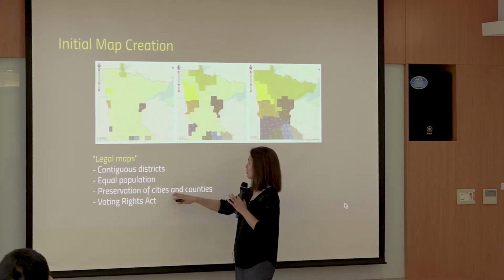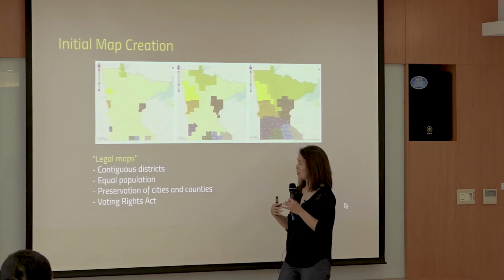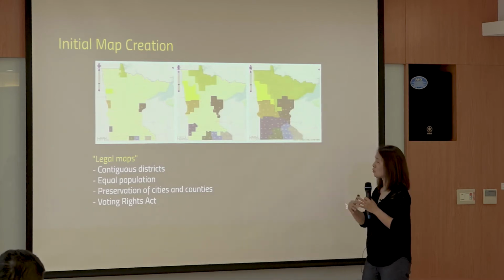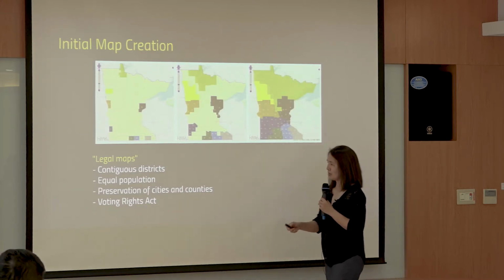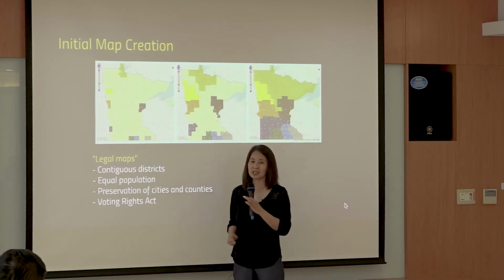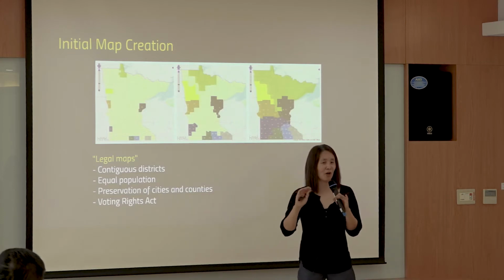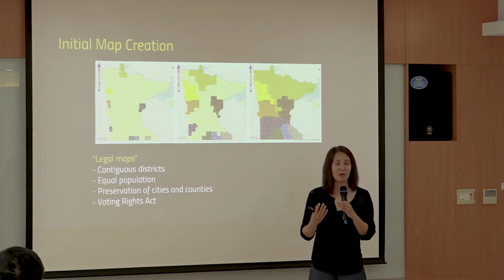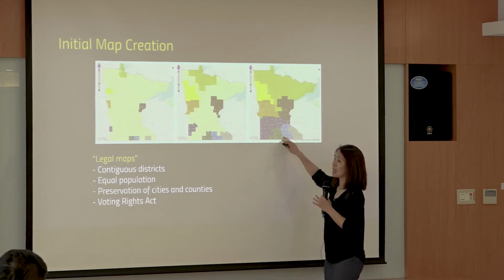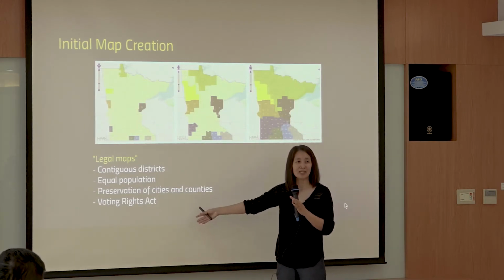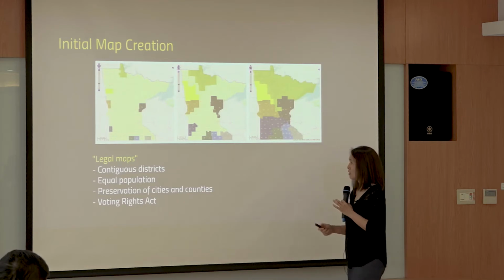They like it when you preserve cities and counties, so that there's some way to think of this as a reasonable way to group people. We have a thing called the Voting Rights Act, which preserves voting rights for minorities. So there are all sorts of laws that have to be fulfilled when you create a map. So if you just create one at random, it doesn't happen, right? It doesn't just happen.